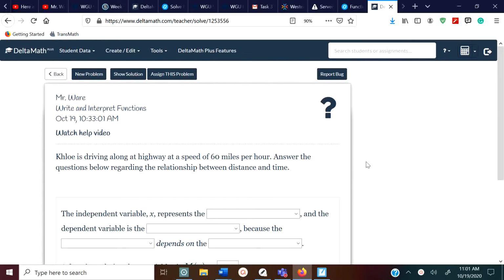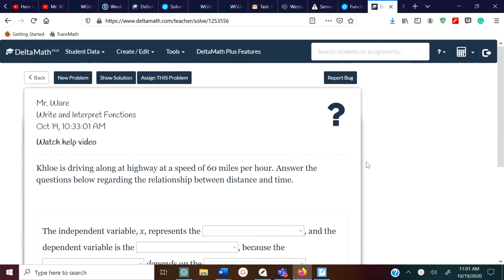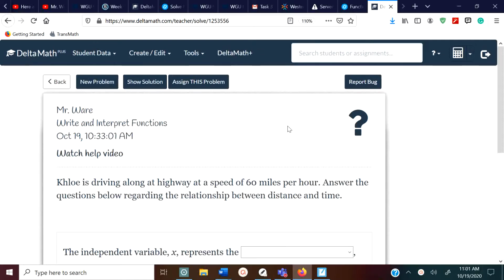Today what we're doing is looking at writing and interpreting functions. What I want you to be able to do here is to see the function in real world context and figure out the different parts to it. For instance, on this first example, Chloe is driving along a highway at a speed of 60 miles per hour, and it wants you to answer the question below regarding the relationship between distance and time.